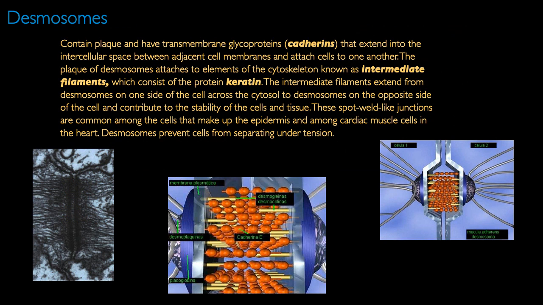Then desmosomes are similar to adherens junctions because they also have a plaque with cadherins, but in this case they bind to intermediate filaments of the cytoskeleton, which are made of keratin. The intermediate filaments extend through the cell and bind to desmosomes on the opposite side of the cell. Desmosomes also prevent separation of the cells and can be found in the epidermis or in the heart. And we will have a lecture on the cytoskeleton so you get to understand all this better.